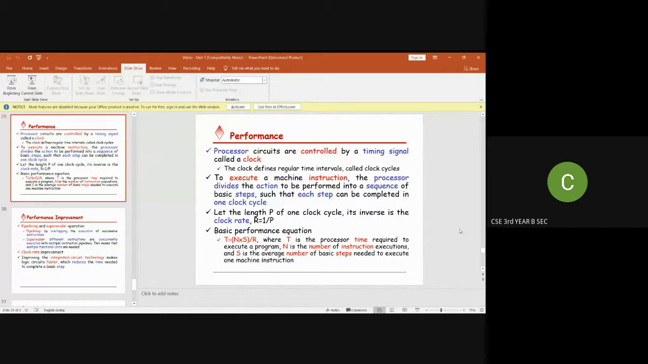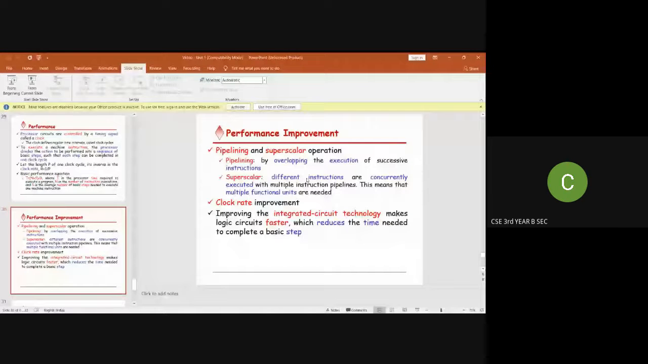So, how are we going to improve the performance? By using two concepts called pipelining and superscalar operation. Pipelining is overlapping the execution of successive instructions. So, at a time, two or more instructions will be executed without interfering with each other. The next one is superscalar. Different instructions are concurrently executed with multiple instruction pipelines, which means that multiple functional units are created.